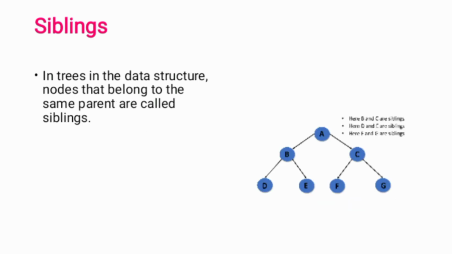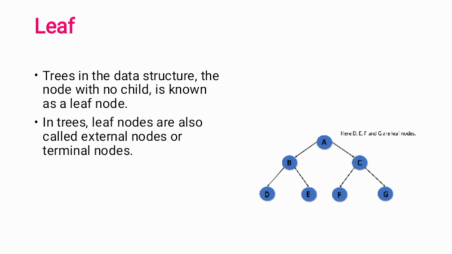The next terminology is siblings. In trees, the nodes that belong to the same parent are called siblings. Next, leaf. In trees in data structure, the node with no child is known as leaf node. The leaf nodes are also called external nodes or terminal nodes. Here, D, E, F and G are leaf nodes.